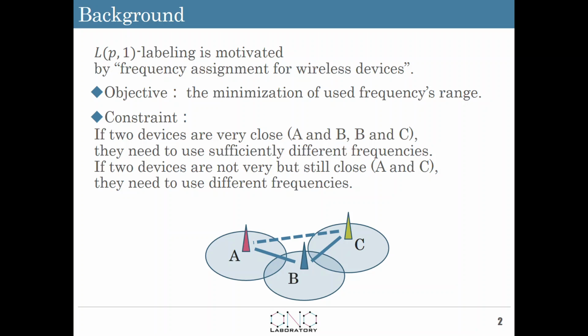LP1 leveling is originally motivated by the frequency assignment for wireless devices. The objective of this problem is the minimization of used frequency range. Frequency assignment has to satisfy the following constraints so that devices can avoid interference. First, very close wireless devices A and B, B and C need to use sufficiently different frequencies. Second, not very but still close devices A and C need to use different frequencies.